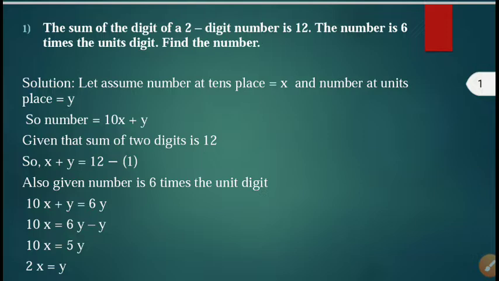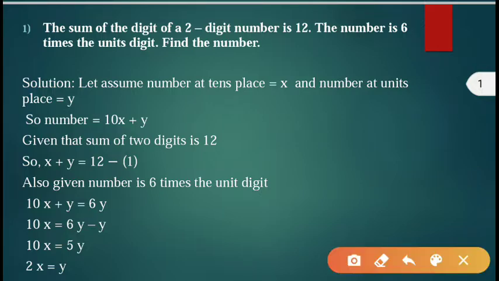So the first question is, the sum of the digits of a 2-digit number is 12. The number is 6 times the unit digit. Find the number. This exercise is based on problem solving questions. You have already solved some types of problem solving questions in your previous classes. So first of all, understand it clearly what the question is trying to ask.